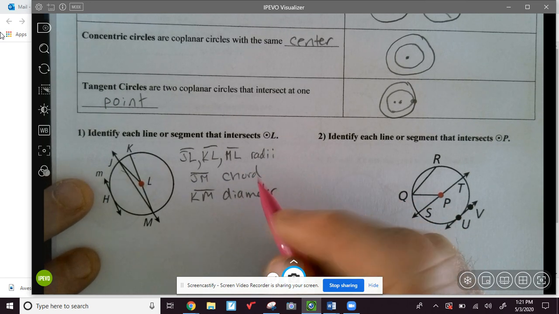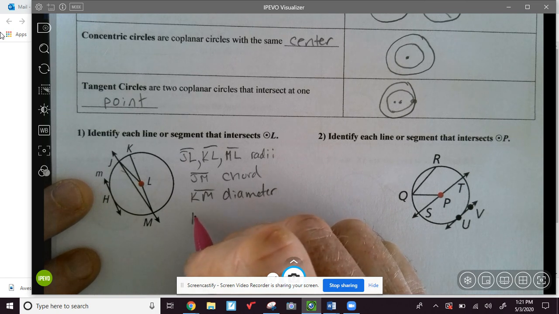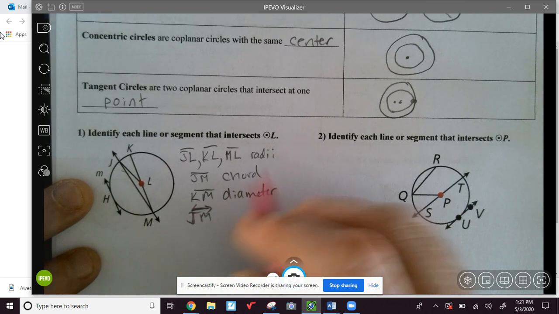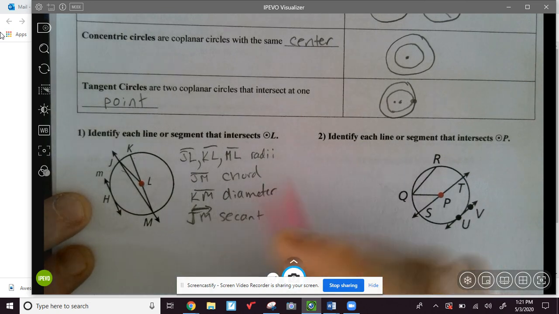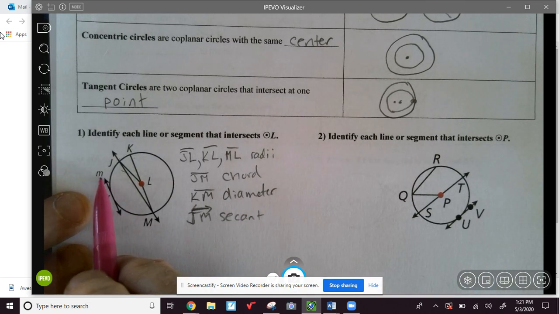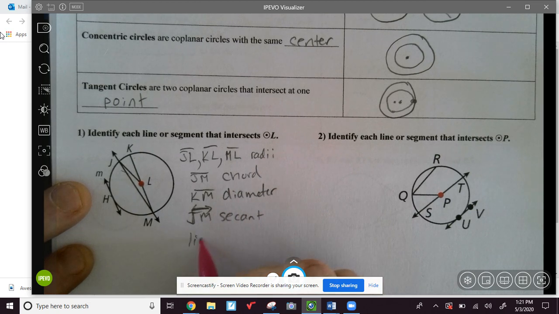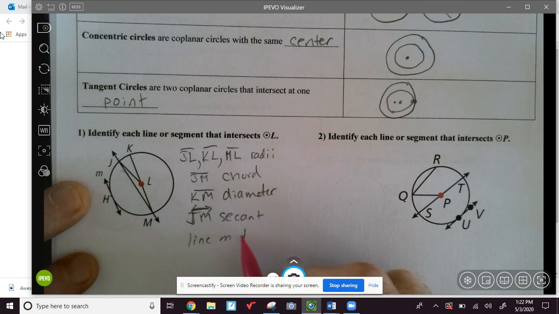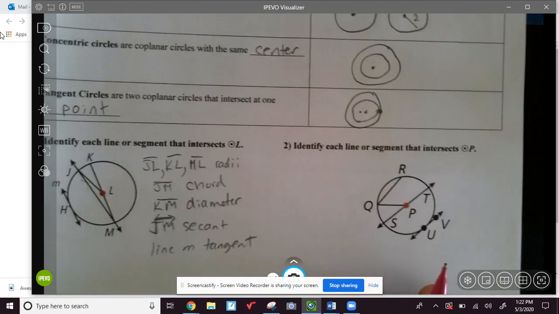And then I see that I have a line going through J and M. So I can put line JM. If it's a line, then we have a secant. And last but not least, I see over here, this line M is intersecting at one point, H. So we can say line M is a tangent. All right, number two, you stop it and try it.